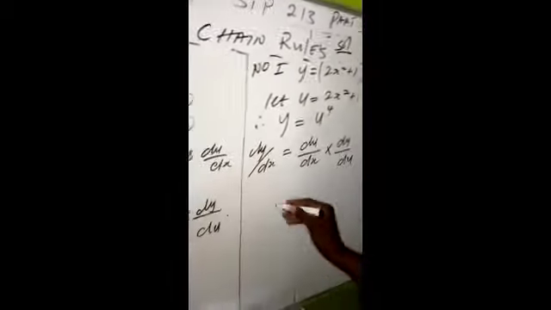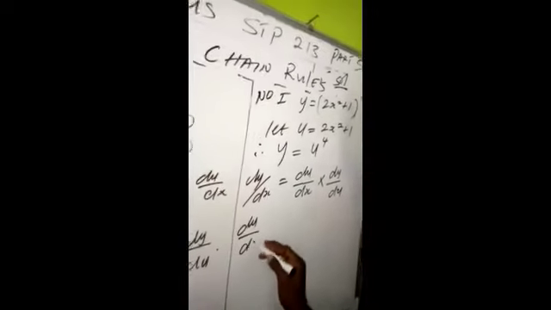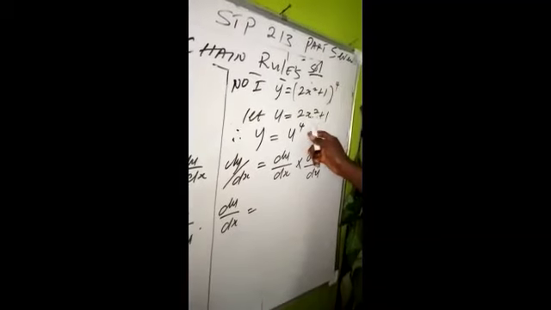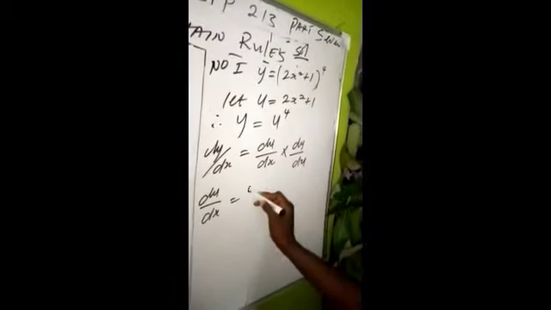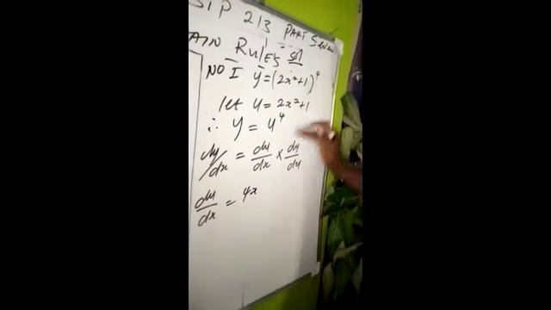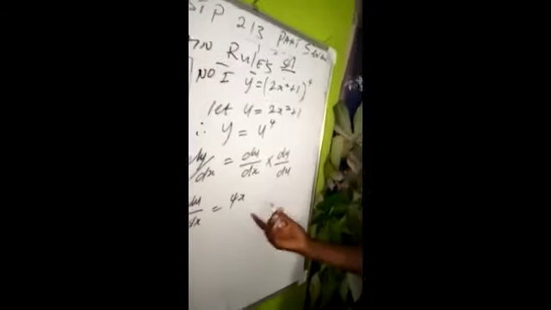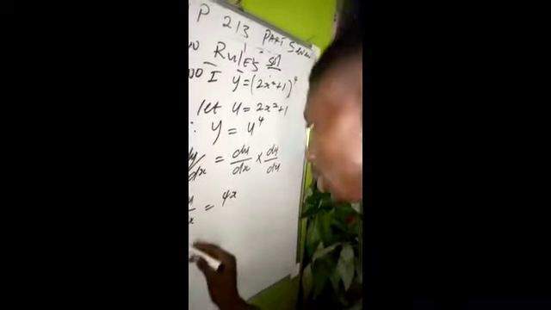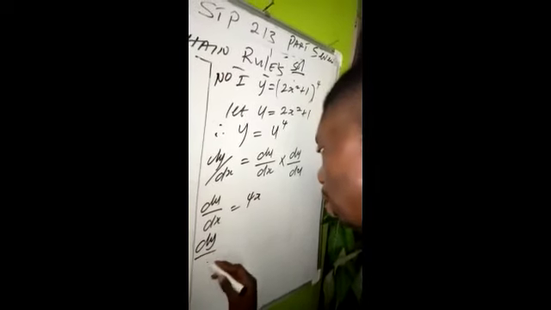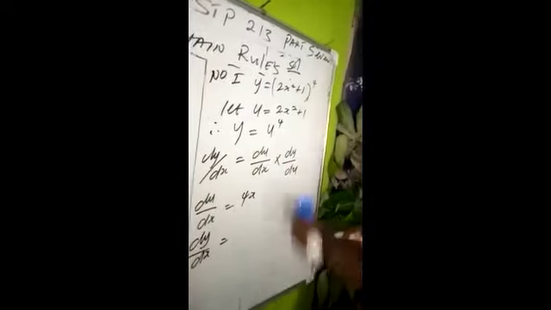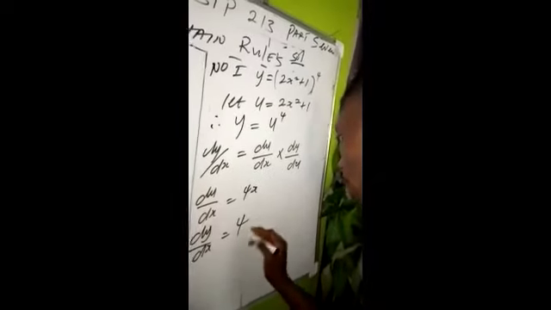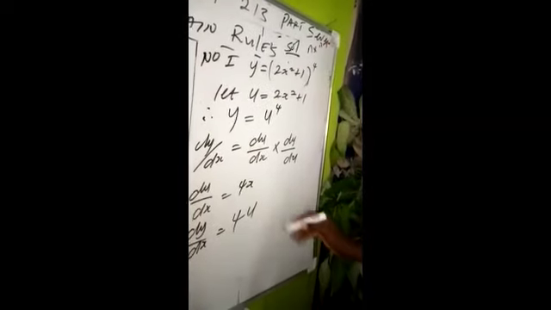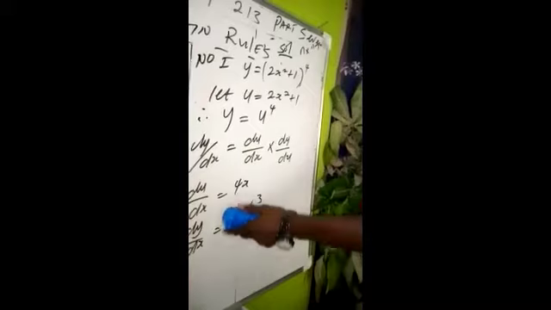Then let us get our du/ds. To get du/ds, we differentiate this one: 2 times 2 will give us 4s. Remember, differentiation of any given constant number is equal to 0, so no need of putting it here. Next, we have dy/du. When we differentiate this one, it is 4u raised to power 4 minus 1, using the same formula, which is 3.